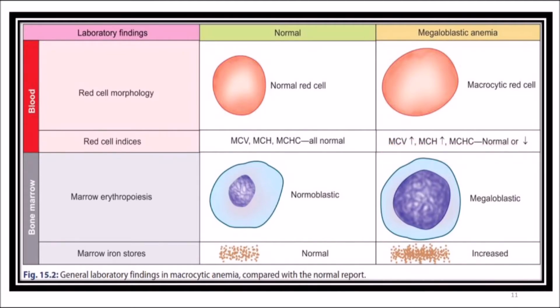What about erythropoiesis? What happens to the bone marrow findings? It is normoblastic in normal, whereas it is megaloblastic in megaloblastic anemia. The marrow iron stores are normal in normal laboratory findings. As you can expect, in megaloblastic anemia there are increased marrow iron stores.